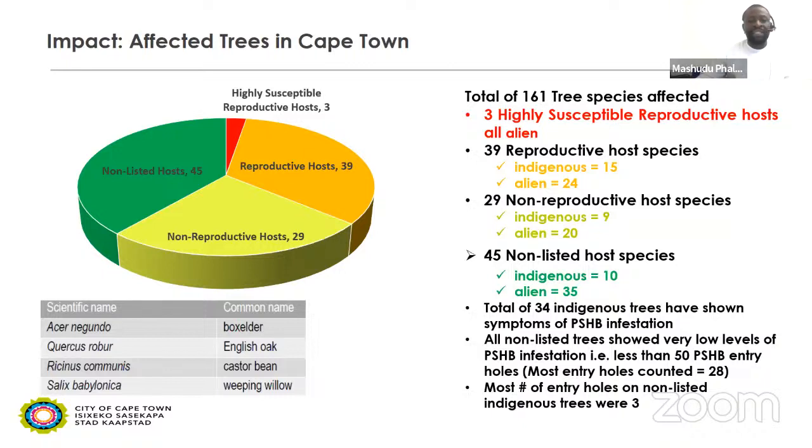But what is encouraging about this infestation is that all non-listed trees that have shown signs of PSHB presence have a low infestation level. They have fewer than 50 entry and exit holes of PSHB, with the most holes counted in a non-listed tree species being 28. And on the indigenous trees that have been attacked but are not listed as host species, the most entry holes we found was 3, which symbolizes very low levels of infestation.